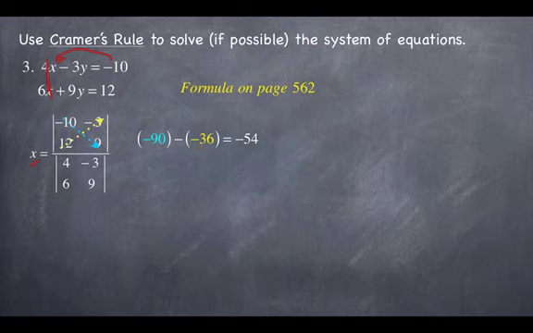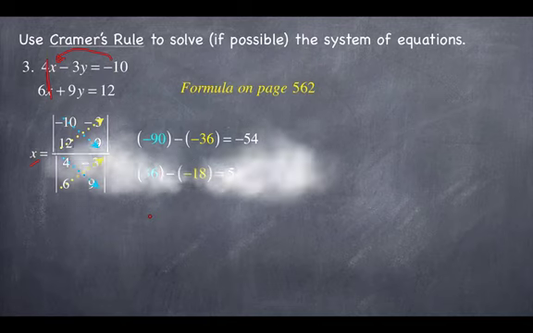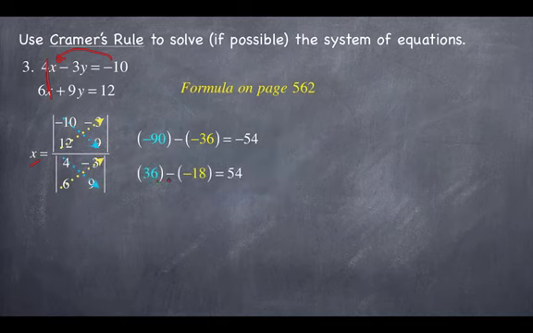I do the same thing for the determinant of this denominator, and I end up with 36 minus negative 18, which gives me positive 54. So what is x? It's basically negative 54 divided by 54, which gives me negative 1.